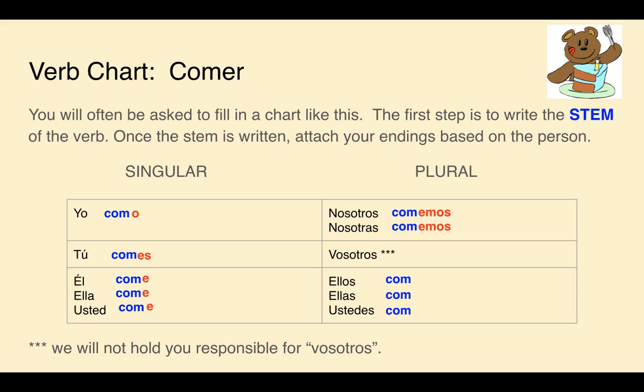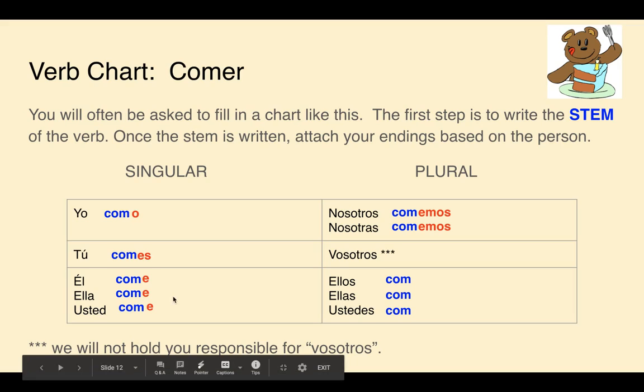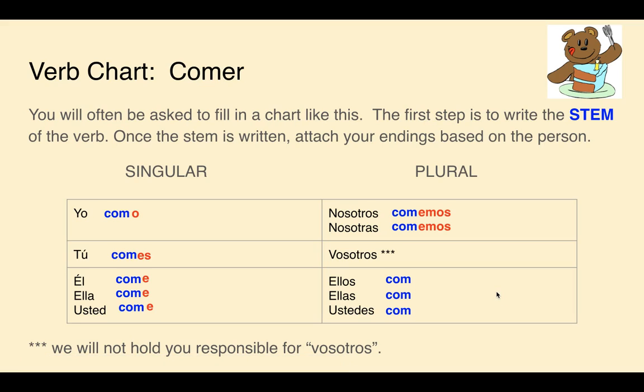Ellos, ellas, ustedes. Remember our pattern in the singular form where they were all the same ending? Same thing's going to happen in the plural side of things. Ellos comen, ellas comen, ustedes comen. And once again, with an ER verb, our A's from AR verb conjugations become E's. So, o, es, e, emos, en.